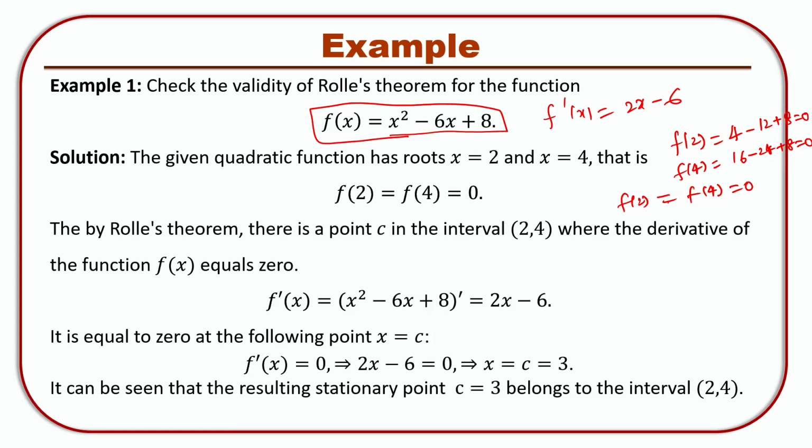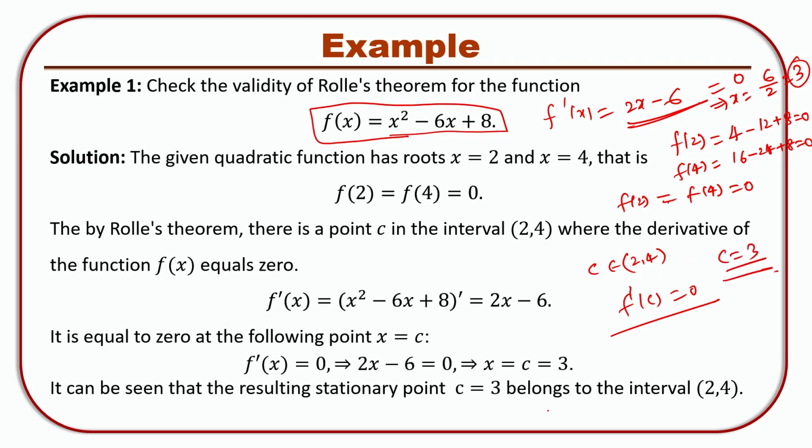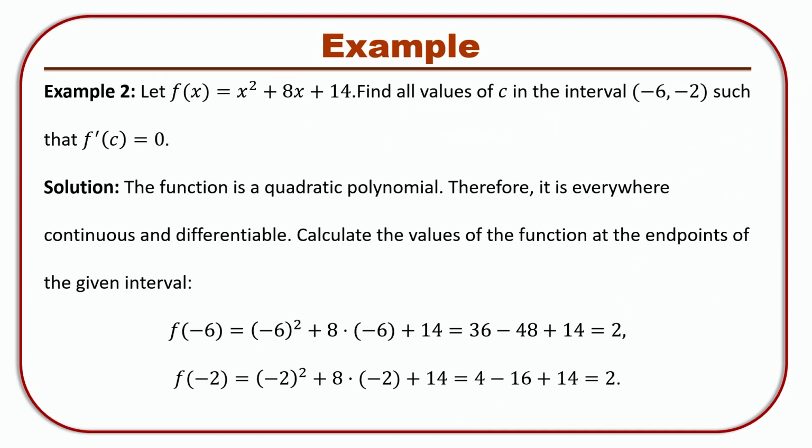So, by Rolle's theorem, there exists a C belonging to (2, 4) where the derivative f'(C) is going to be 0. That's what we are expecting. So, f'(x) is calculated here. This is equal to 0. So, x is equal to how much? 6 by 2, equal to 3. Now, C is nothing but C equal to 3. So, C lies between 2 and 4. So, that is the validation of Rolle's theorem for this function.